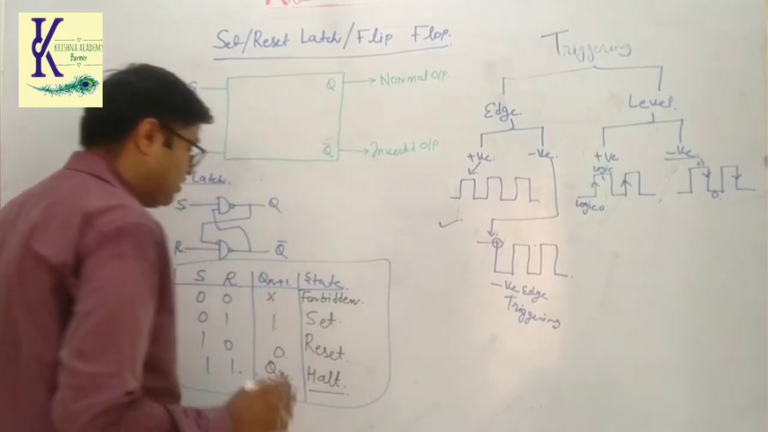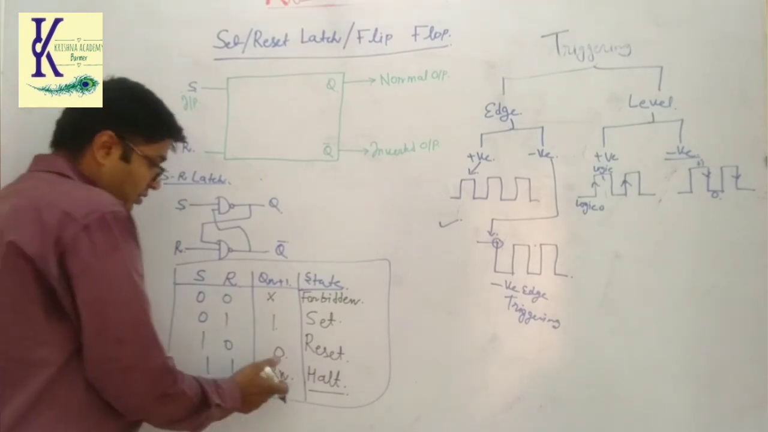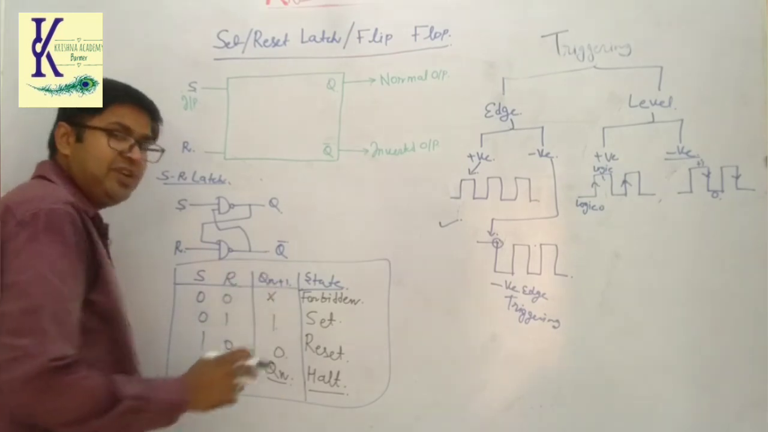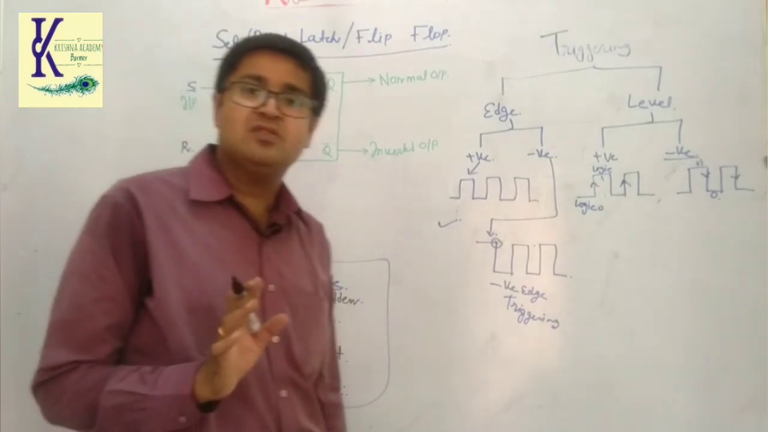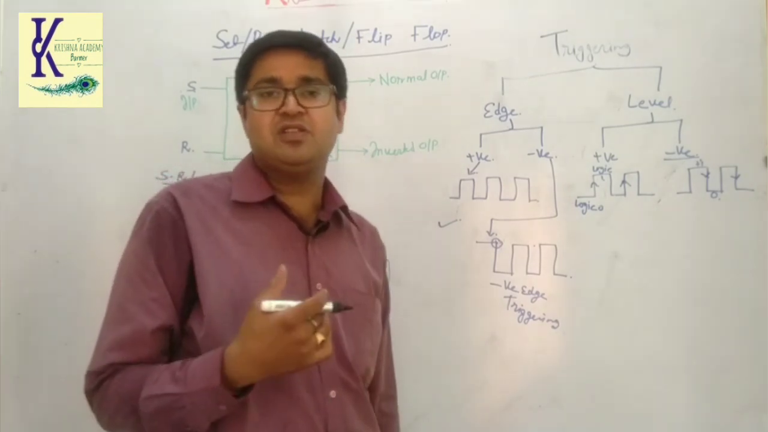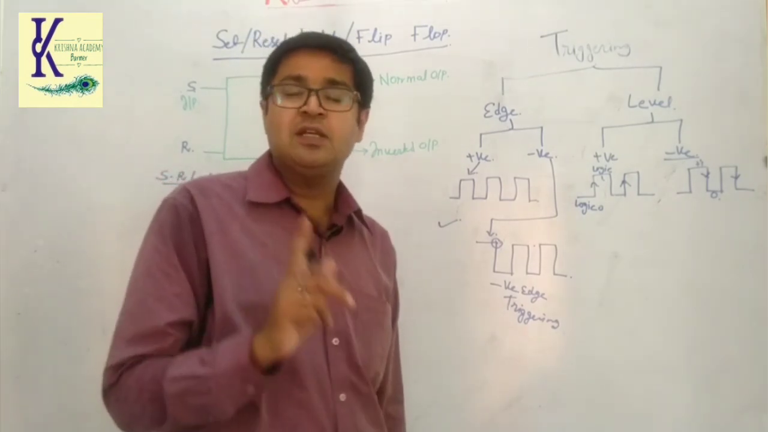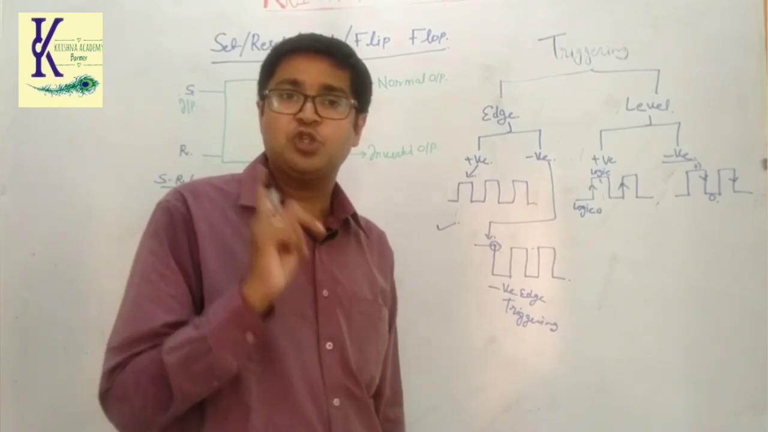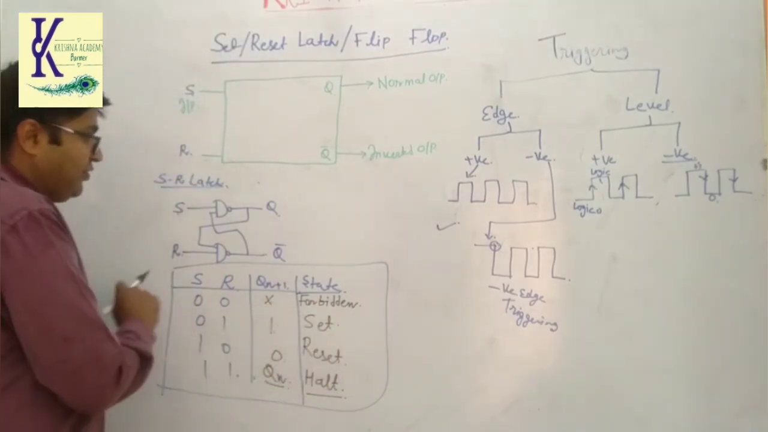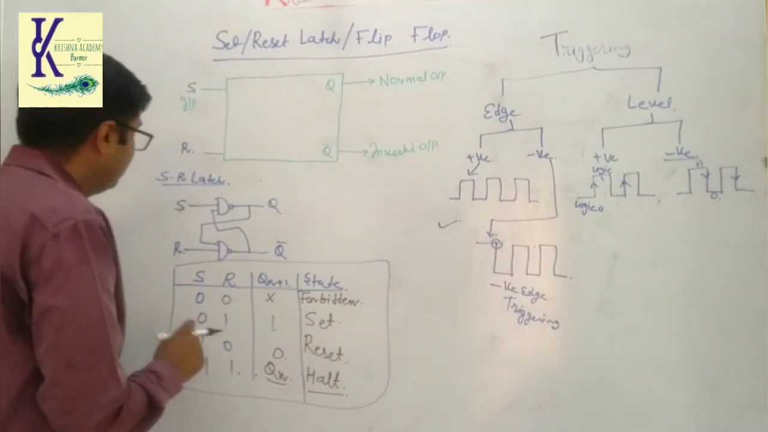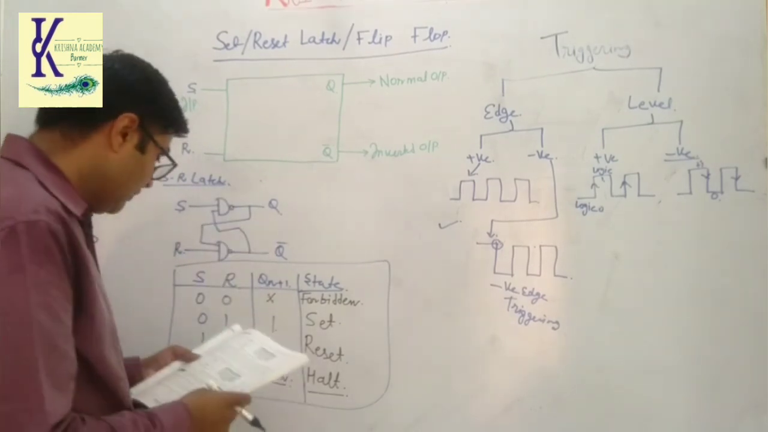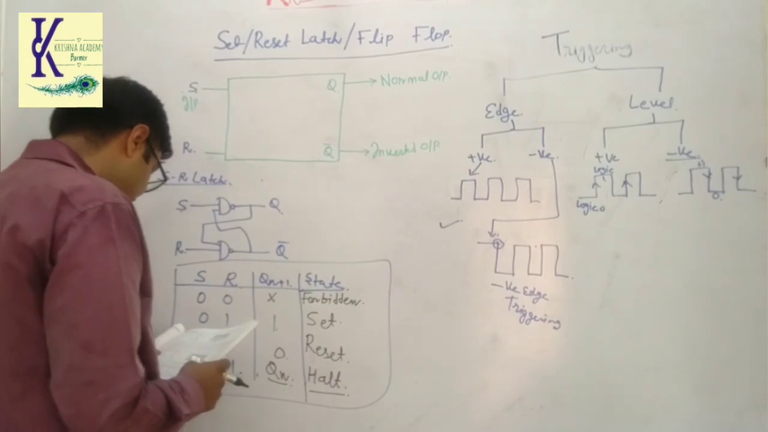That means it is storing that particular output. So Qn and Qn plus 1 will remain the same. Whatever the Qn output was, the Qn plus 1 will remain the same. So the next logical state will remain the same. Here let me remind you again, it is not Q and Q bar. It is Qn and Qn plus 1. So you just need to distinguish between both terminologies. Now S is there, R is there, Q is there, Q bar is there.